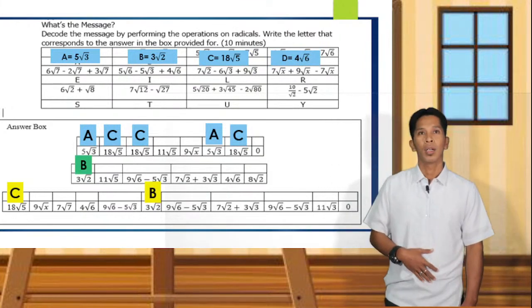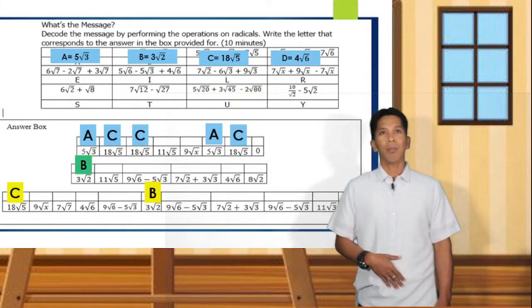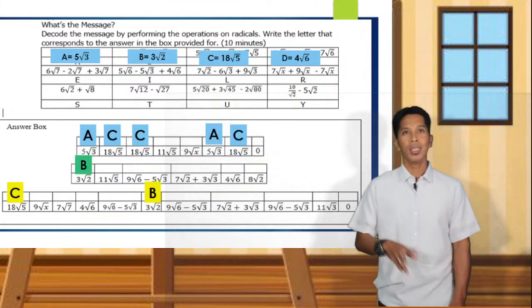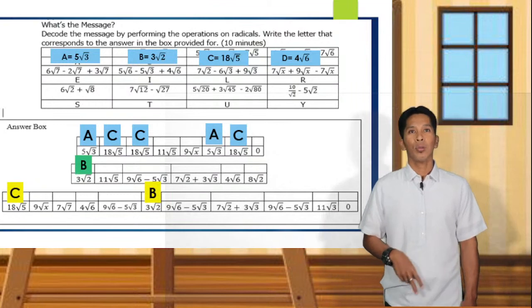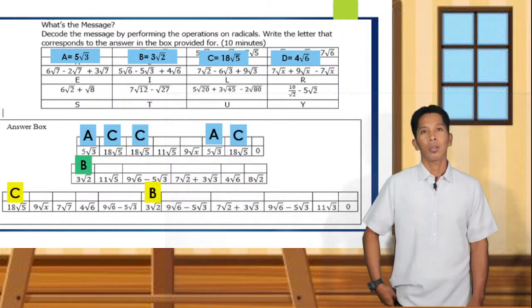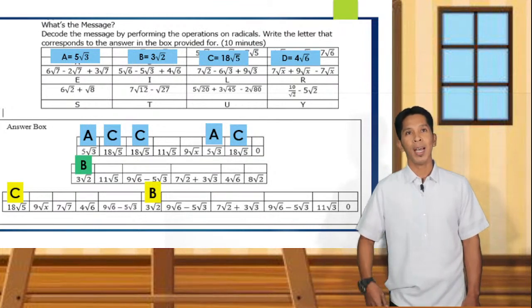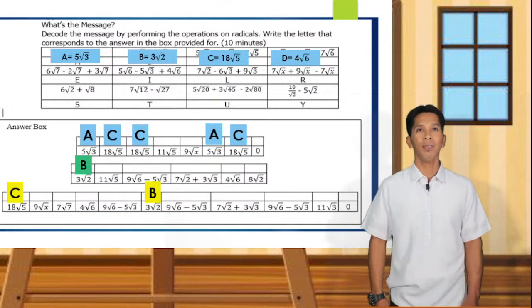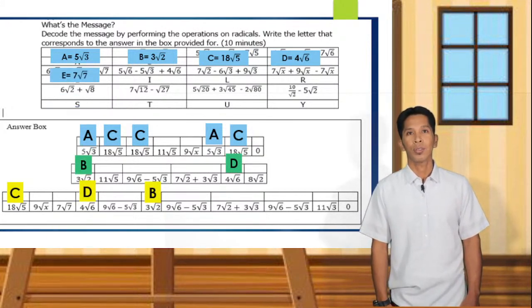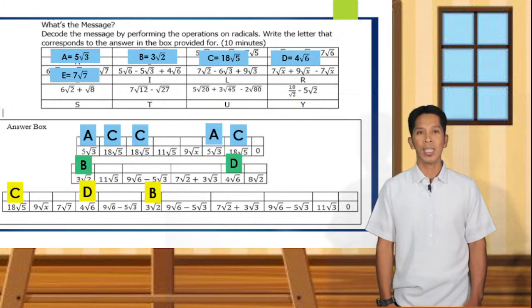Next, 6 square root of 7 minus 2 square root of 7 plus 3 square root of 7. So we get the difference of the first two. 6 square root of 7 minus 2 square root of 7, that is, correct, 4 square root of 7. Add it to 3 square root of 7. So we have now 7 square root of 7. So letter E. All 7 square root of 7 will be letter E.